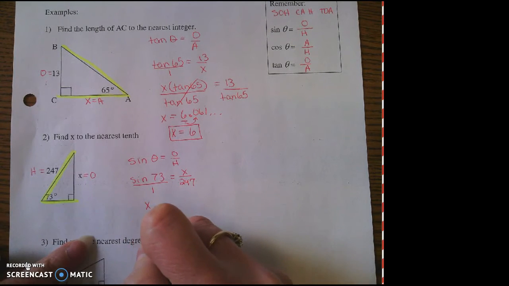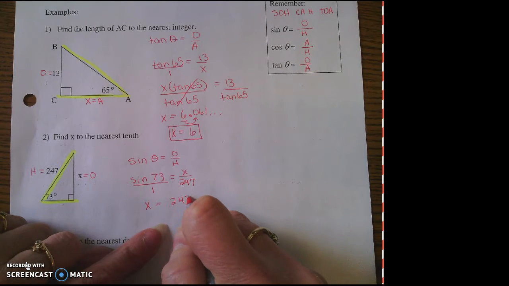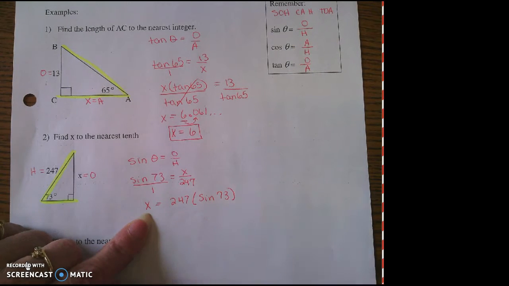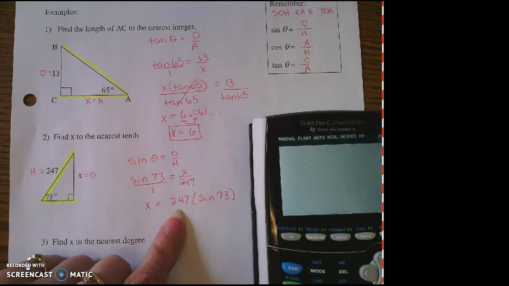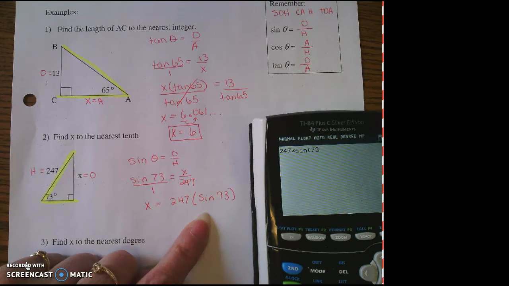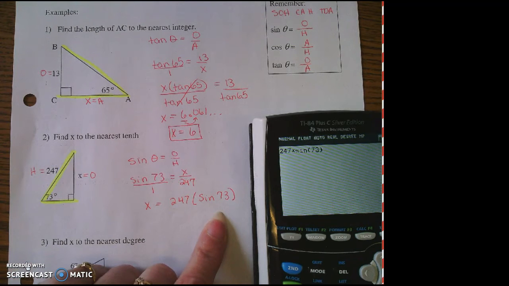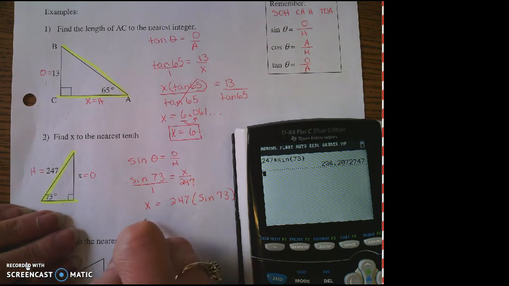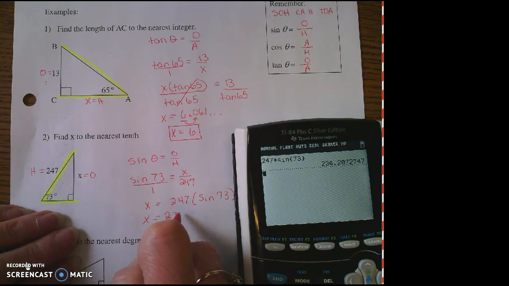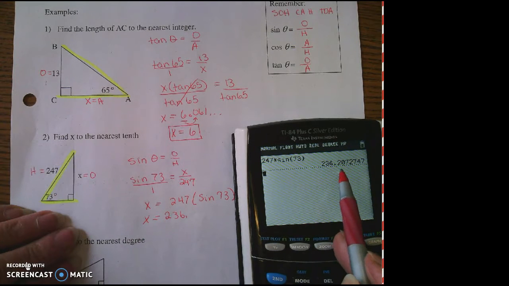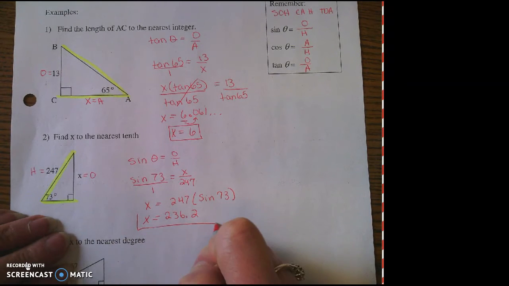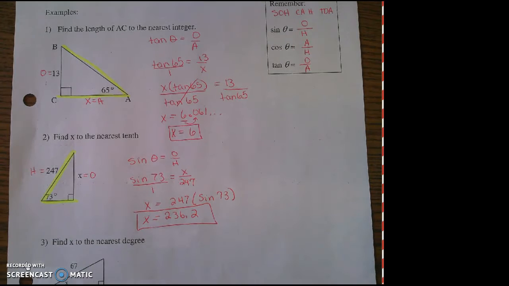So again, I'm going to now solve. I'm going to cross multiply. 1 times X is X. And I have 247 times the value of sine of 73. This is already solved for X, so I'm ready to go to the calculator. So 247 times the sine of 73 degrees. So it looks like what I want it to say. Type this in. This said round to the nearest tenth. So I'm going to round right now. 236. I'm looking at the 2. I look one spot to the right. The 0 says leave that 2 alone. So rounded to the nearest tenth, we have 236.2.